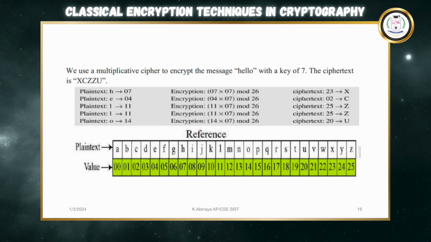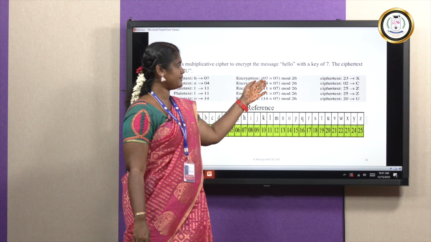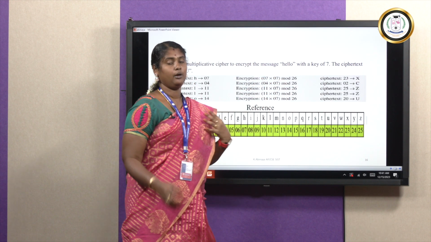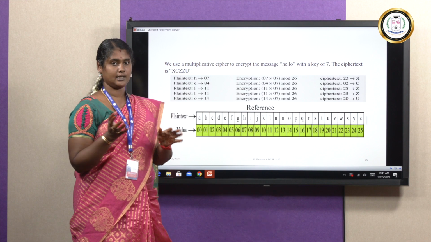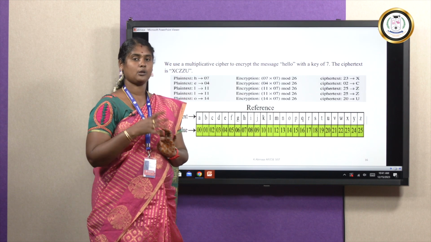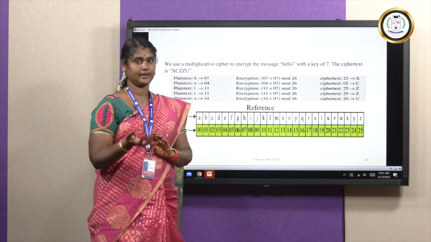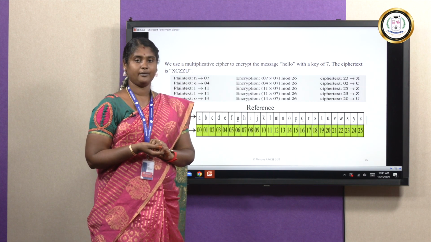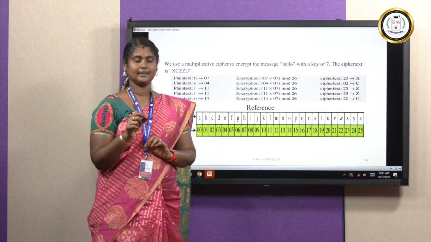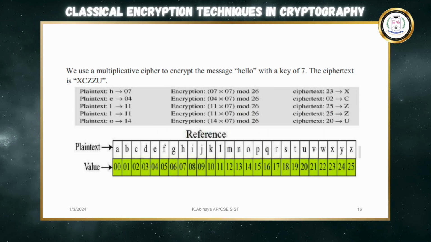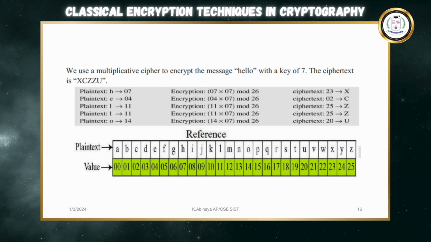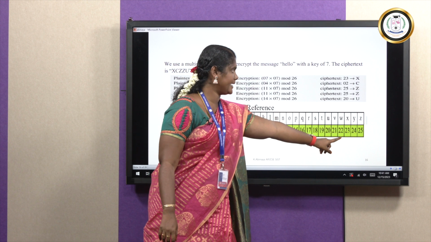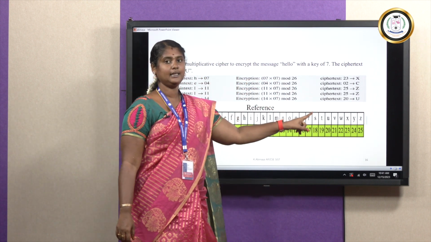Here we are having H, which represents 7. Here also I am going to take a key value of 7. So 7 into 7 is 49, modulus of 26. Because we are having only 26 letters, whenever you get an output greater than 26, again we need to take the modulus. If it is a modulus, we need to take the remainder value. So 49 modulus of 26, the remainder is going to be 23. In the number 23 we are having X. So instead of H I am going to replace it with X.